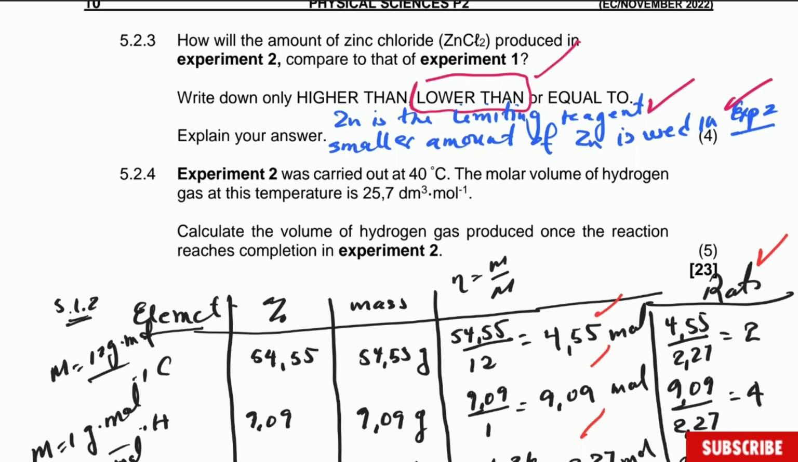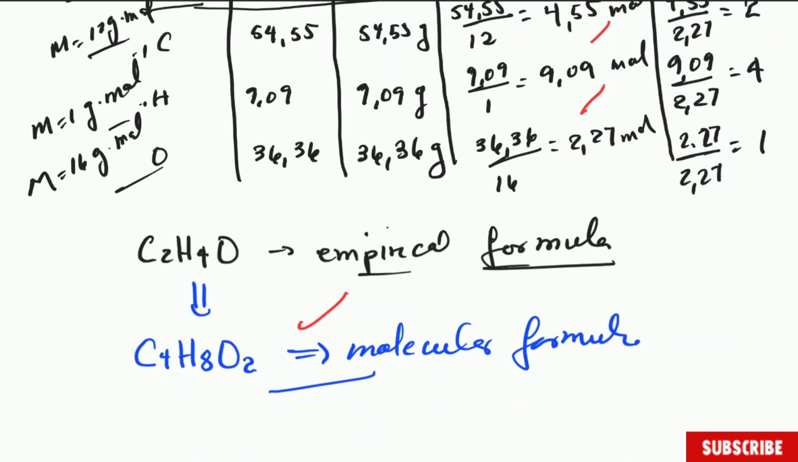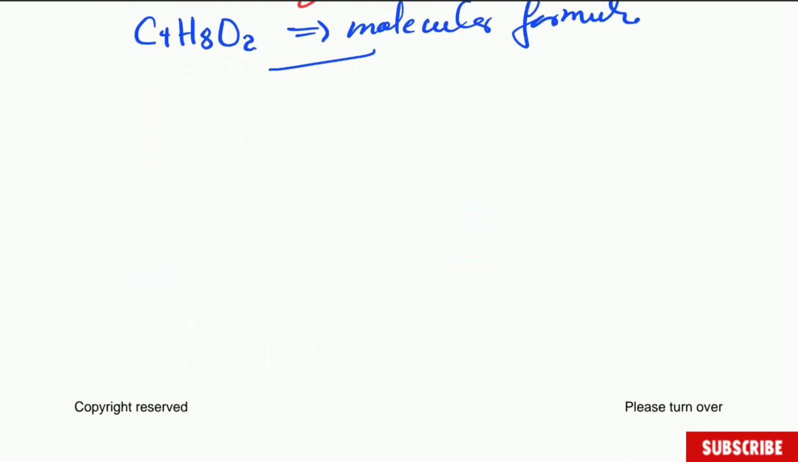Question 5.2.4: experiment 2 was carried out at 40 degrees Celsius. The molar volume of hydrogen gas at that temperature is 25.7. Be careful here, because in this question they are telling you that the molar volume at that temperature is 25.7 decimeter cubed per mole. Mole is not with a D. Per mole. There we go. Calculate the volume of hydrogen gas produced once the reaction reaches completion. Very good question. So let's come, I think it's more than enough space here. And this one is question 5.2.4.